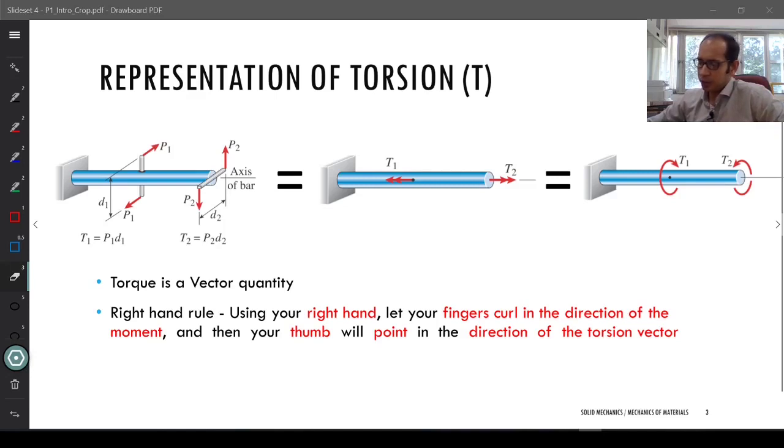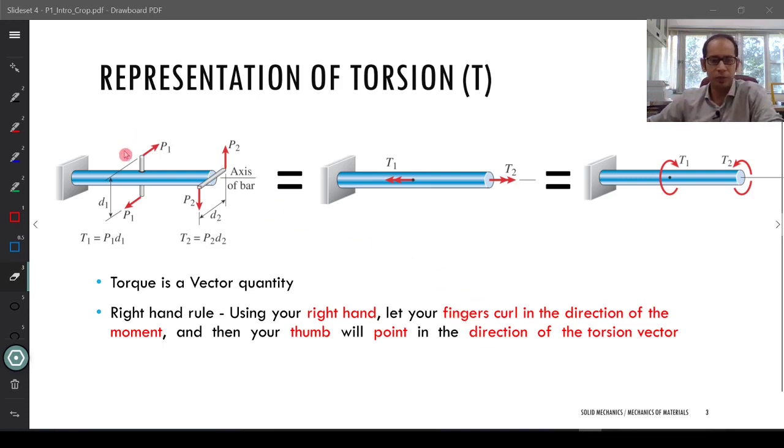This page shows the same circular shaft along with the torques which we just wrote in the previous page, P1, D1 and P2, D2, and these are the representations of the torques. So torques are typically represented using these double arrows, or using these curved arrows. With these double arrows, if your fingers are curling along the direction of the moment, then your thumb points along the direction of the torsion vector.